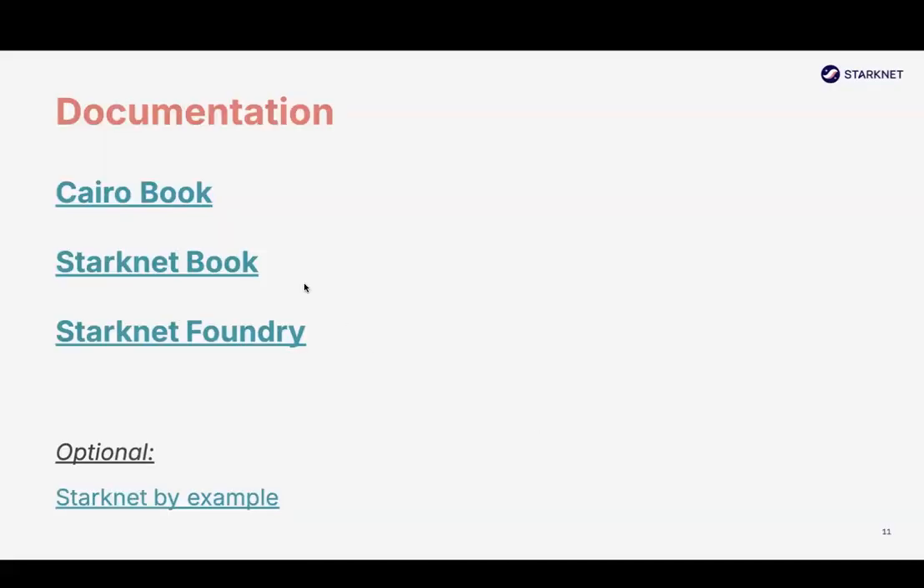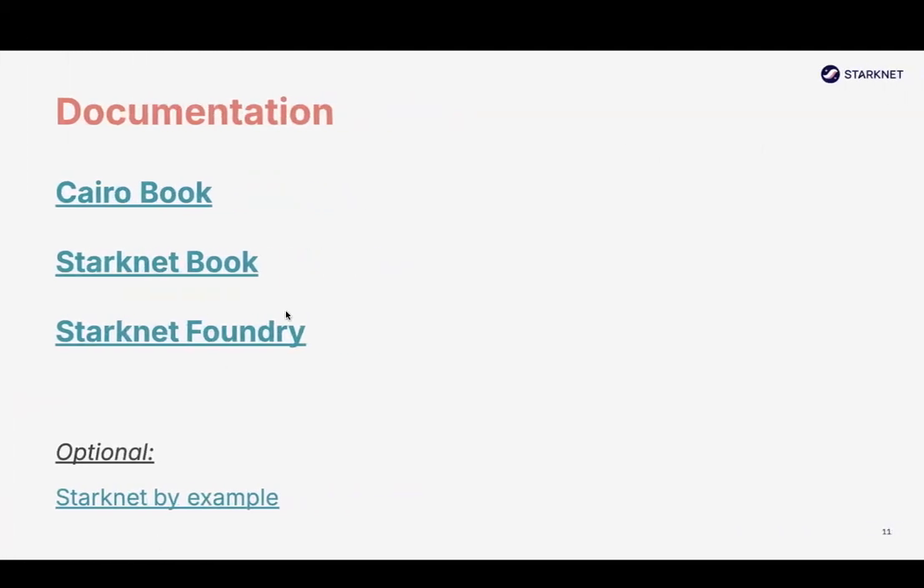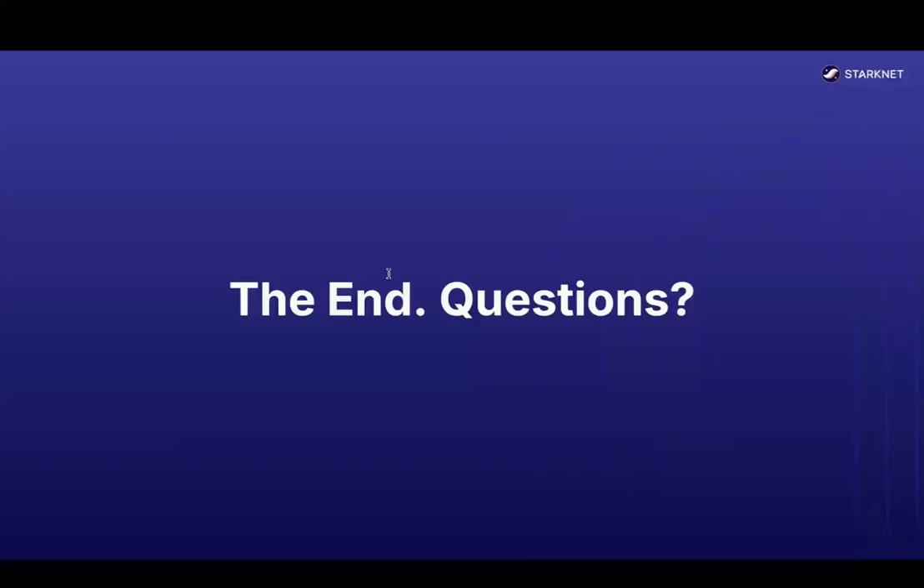Yes, so I'm just gonna say about the documentation. The documentation we covered today are the Cairo Book and Starknet by Example, which is here in the optional part of the slide. So I encourage you to check out the documentation. You can also read the Starknet Book and the Starknet Foundry. And then, yes, see you tomorrow for the next session, and thank you for coming today.